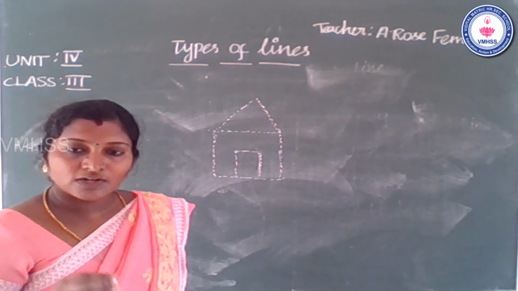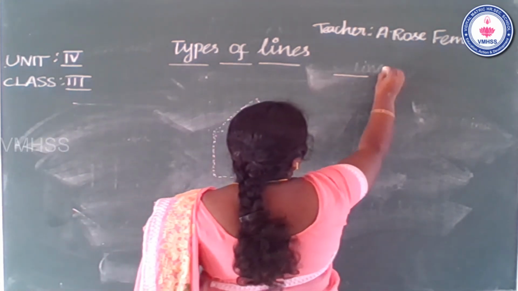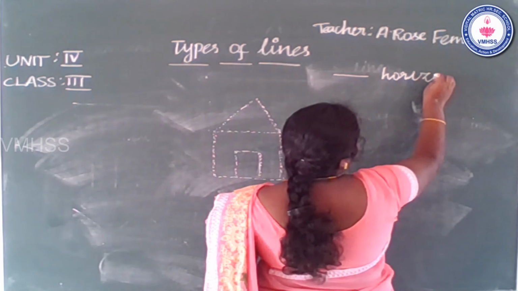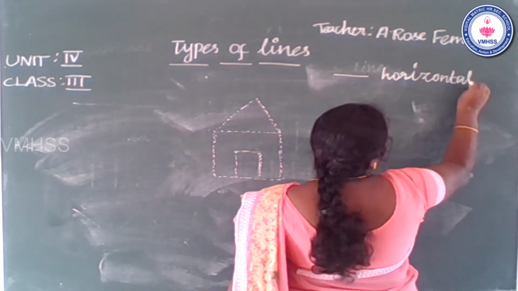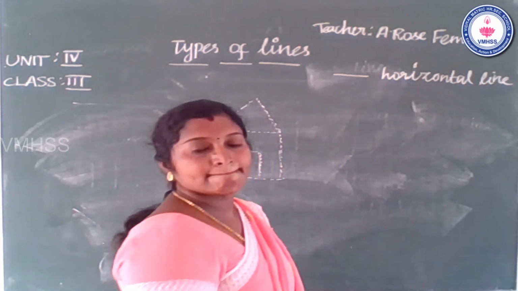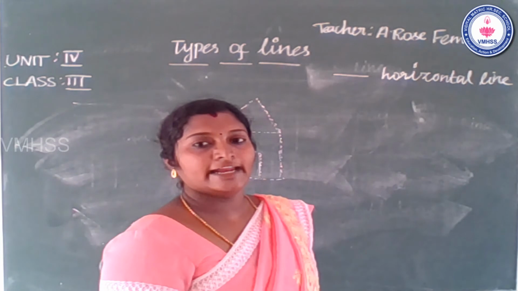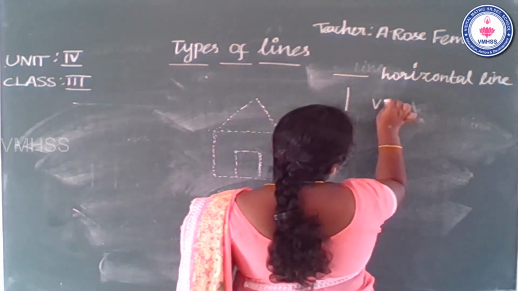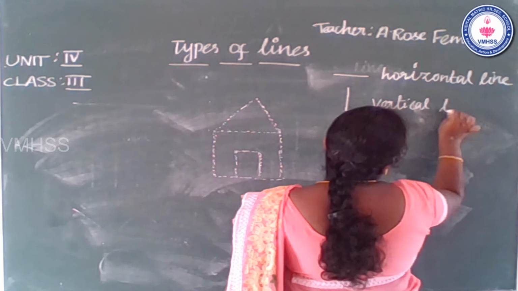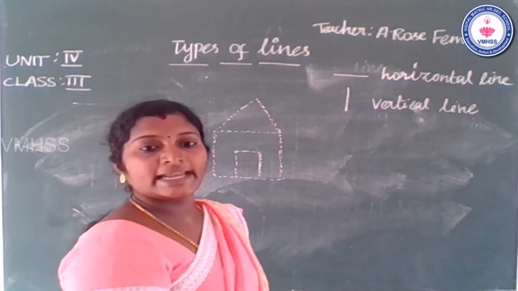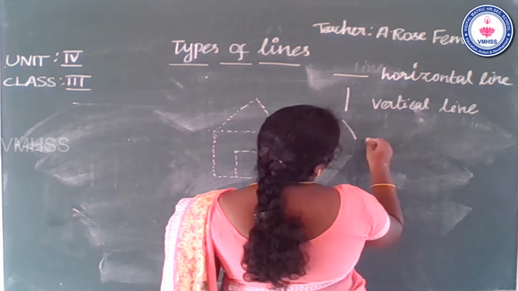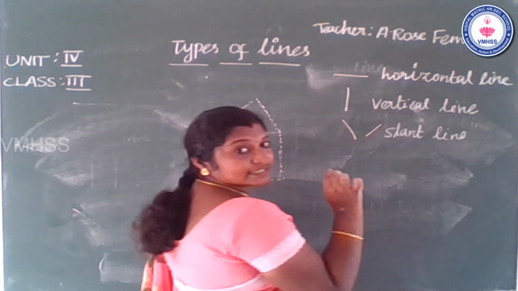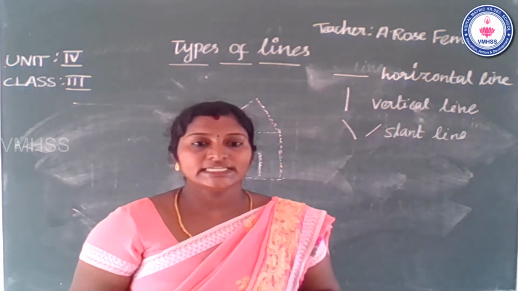This one is the horizontal line. This one is the vertical line. The next one is a slant line. So what is the question now?